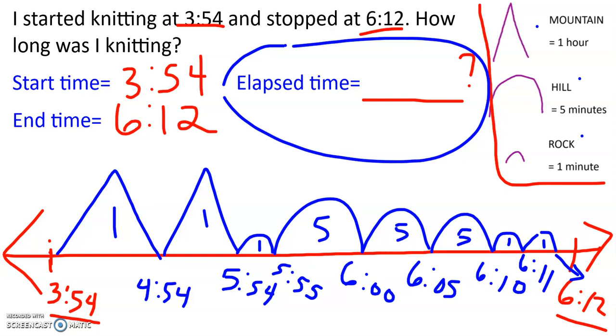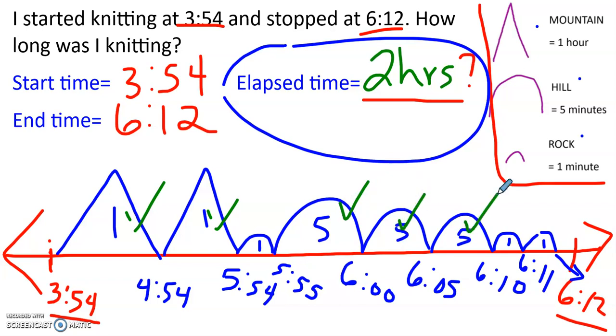So how many hours do I have? Which is how many mountains. They're real easy to see. 1, 2 hours. And in case you don't know, you can abbreviate hours with HRS and minutes with MIN. And now I'm going to count up my minutes. 5, 10, 15, 16, 17, 18 minutes. So how long was I knitting? For 2 hours and 18 minutes.